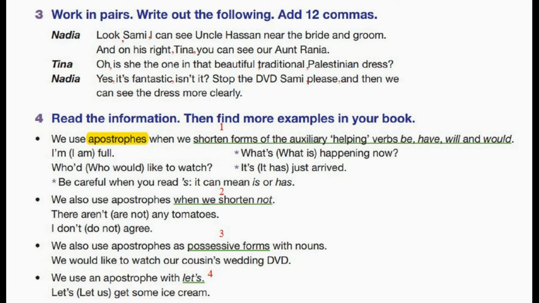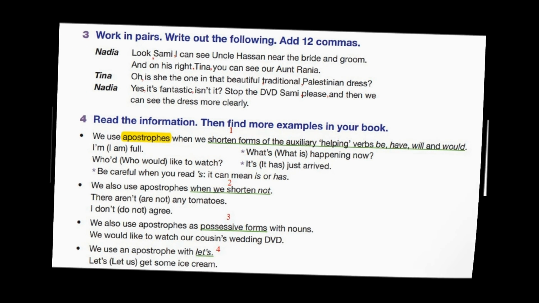We also use apostrophes when we shorten not. There aren't any tomatoes. I don't agree. We also use apostrophes as possessive forms with nouns. We'd like to watch our cousin's wedding DVD. We use an apostrophe with let. Let's get some ice cream.